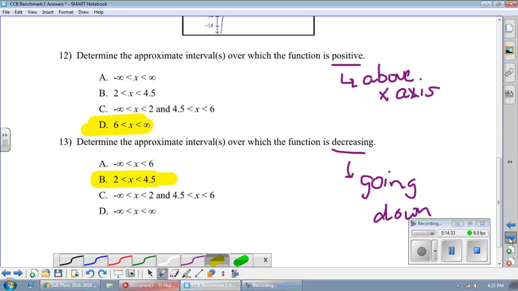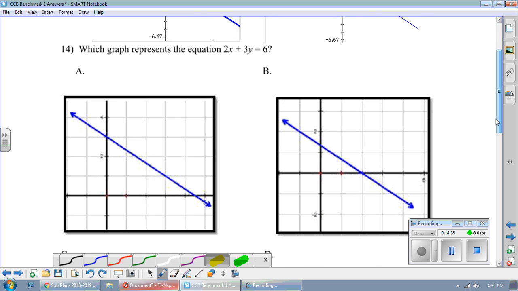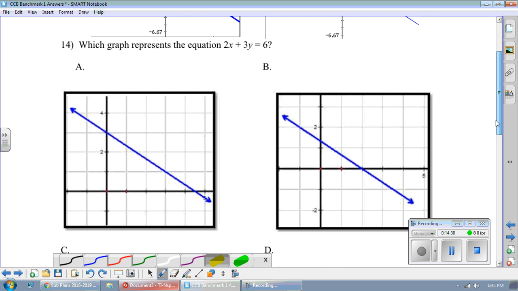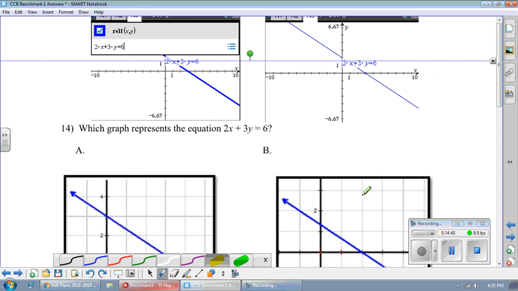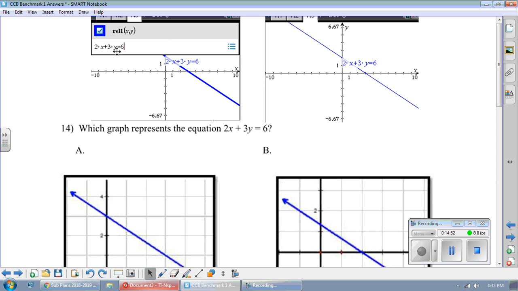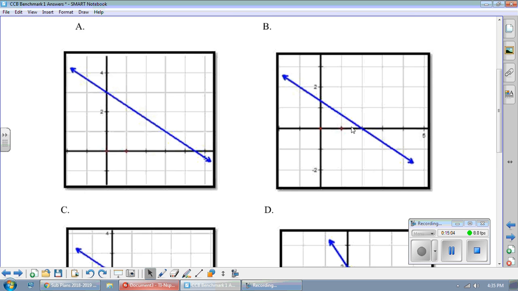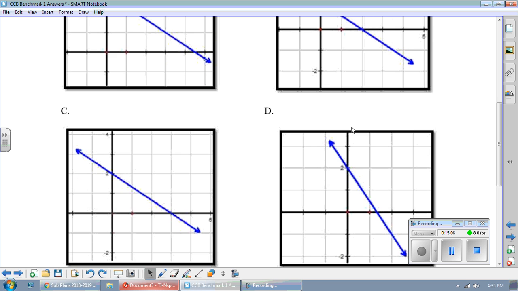Number 14, calculator question. Which graph represents the equation 2x plus 3y equals 6? We go into the calculator, we go into a graph page, delete the equals, pick relation, which is this picture right here. I typed in the line. Here's my line. Match the picture. It looks like it goes through the x-axis at 3 and the y-axis at 2. X-axis at 3, y-axis at 2.